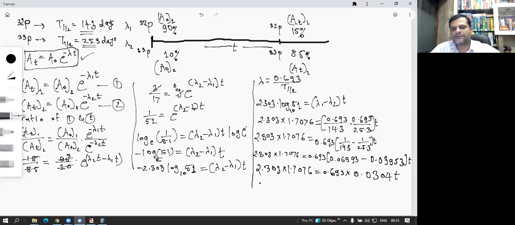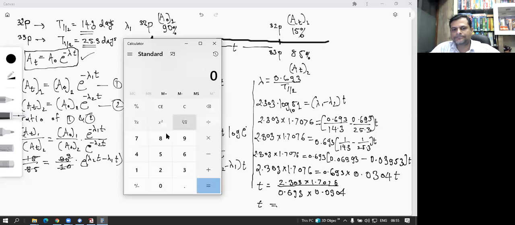So finally we get time t to be simply equal to, we have to take this whole thing down, so it becomes 2.303 into 1.7076 divided by 0.693, and that is multiplied with 0.0304. Just work out all these calculations, and that is the final answer.